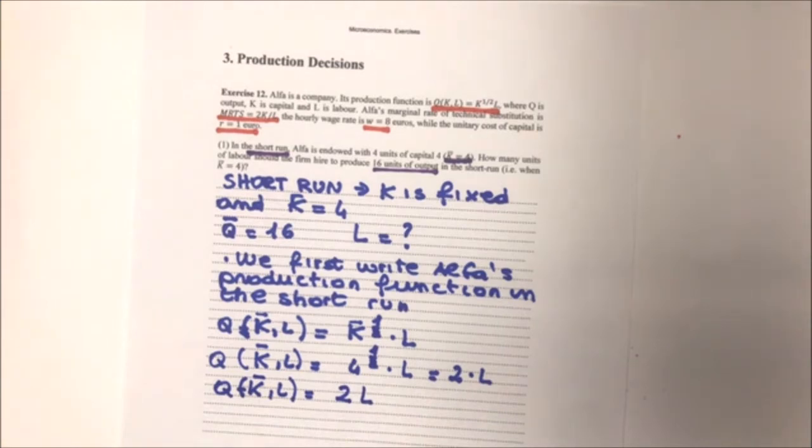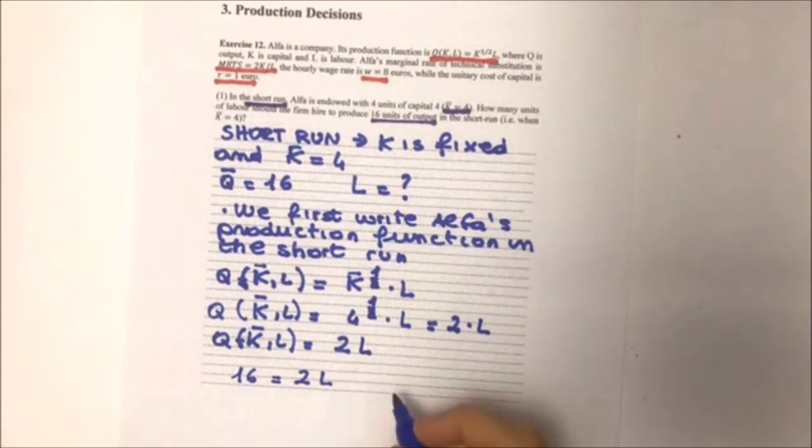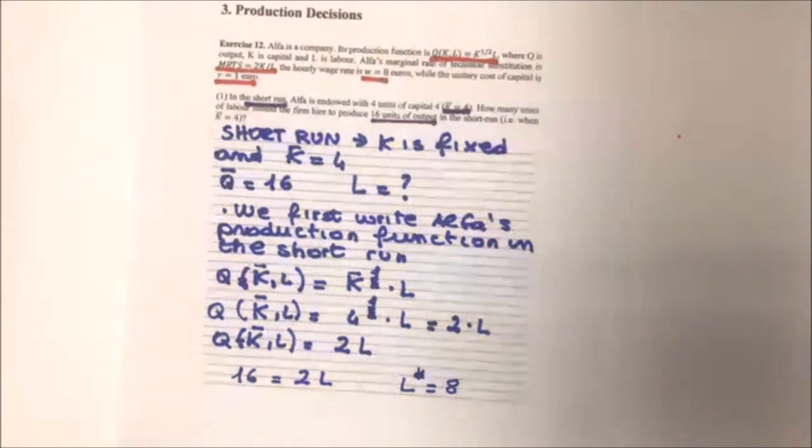Now, since we have the target Q that we want to produce, and this is 16, we can write 16 equal to 2L. And from here, we find that the L needed, so we call it L star, is equal to 8. And we have answered. That's the answer to this first point of the exam.